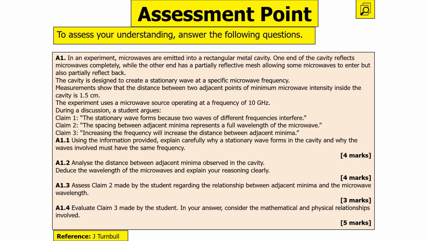Using the information provided, explain carefully why a stationary wave forms in the cavity and why the waves involved must have the same frequency. Analyze the distance between the adjacent minima observed in the cavity, deduce the wavelength of the microwaves, and explain your reasoning clearly. Assess Claim 2, made by the student, regarding the relationship between adjacent minima and the microwave wavelength. Evaluate Claim 3, made by the student. In your answer, consider the mathematical and physical relationships involved. So, pause the video now, then unpause the video when you want to go through your answer.